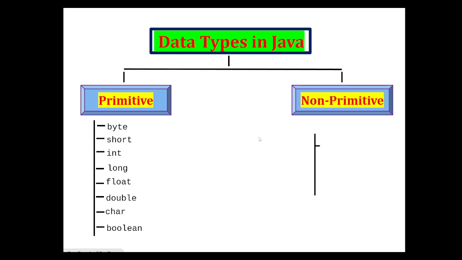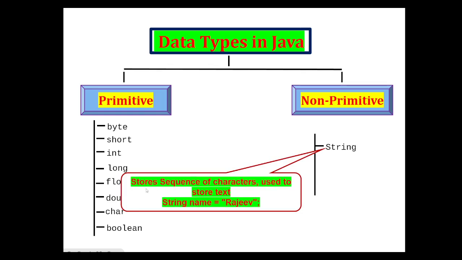Now let us understand what are non-primitive data types. Like first is a string. So string stores a sequence of characters used to store text. For example, we can take string name is equal to Raju. So these are a sequence of characters we can put together inside the double quote, and that will be considered as a string variable.